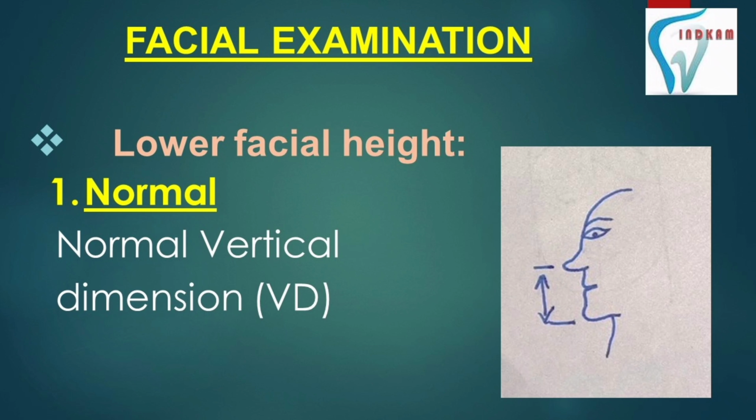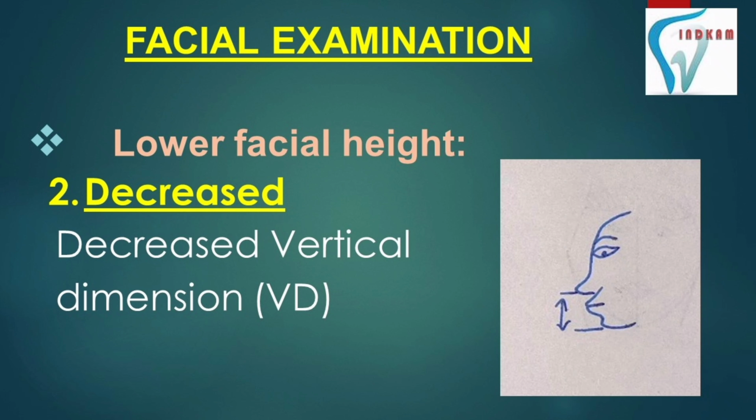Lower facial height. Determining the lower facial height is important to determine the vertical jaw relation. For those patients who are already wearing a complete denture, the lower facial height is examined under occlusion. If the face appears collapsed, it indicates the loss of vertical dimension. Coming to the classification, class 1 is normal, which is normal vertical dimension. There is no loss of vertical dimension or there is no increased vertical dimension.